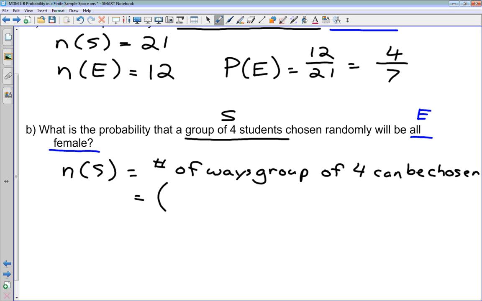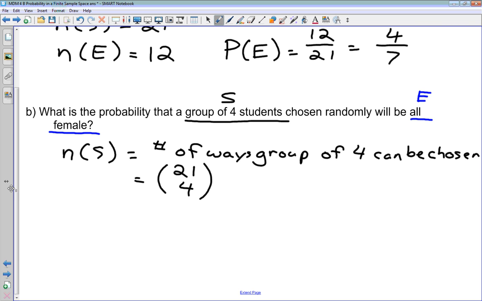So, and the key word to knowing we want to use a combination here is that word choose. We've got a set of things. We are choosing a certain number of elements out of it. So what combination do you think we're going to use here, Jacob? 21 choose 4. Okay, we've got 21 things we can choose from. We're going to pick 4 of them. And right now we don't care whether they're male, female, whatever.